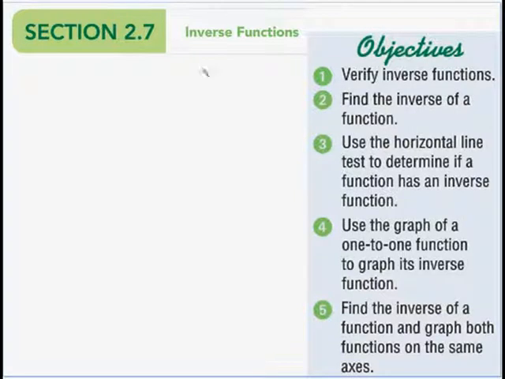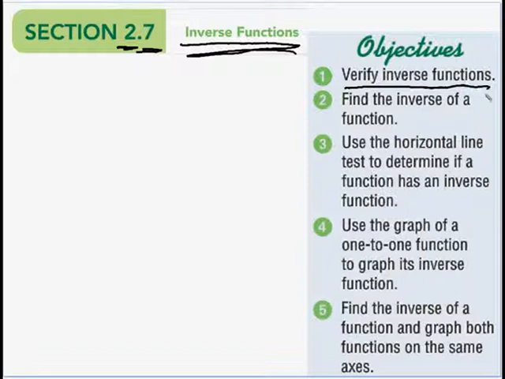Alright, in the next two videos we're going to cover Chapter 2, Section 7, and the topic is inverse functions. Over these two videos we'll go through these 5 bullet points. Verify that functions are indeed inverses, find the inverse of a given function, use the horizontal line test to determine if a function has an inverse. We'll use the graph of a one-to-one function to graph its inverse, and find the inverse of a function and graph both functions on the same axes.